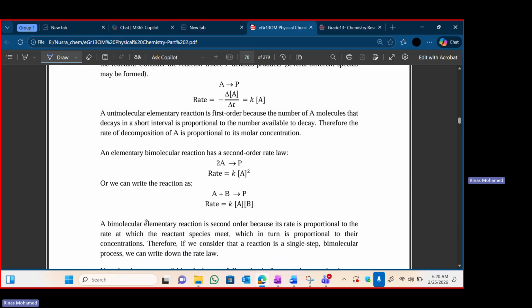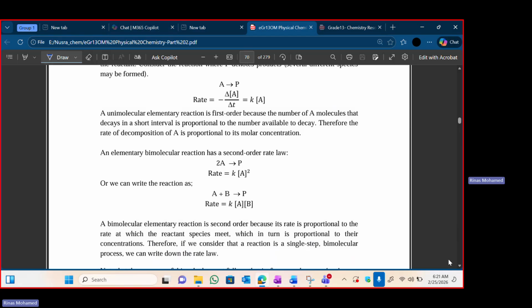Here, they have told you that a bimolecular elementary reaction is second order because its rate is proportional to the rate at which the reactant species meet, which in turn is proportional to their concentration. Therefore, if we consider that a reaction is a single step bimolecular process, we can write the rate law. But they will say it is an elementary reaction.